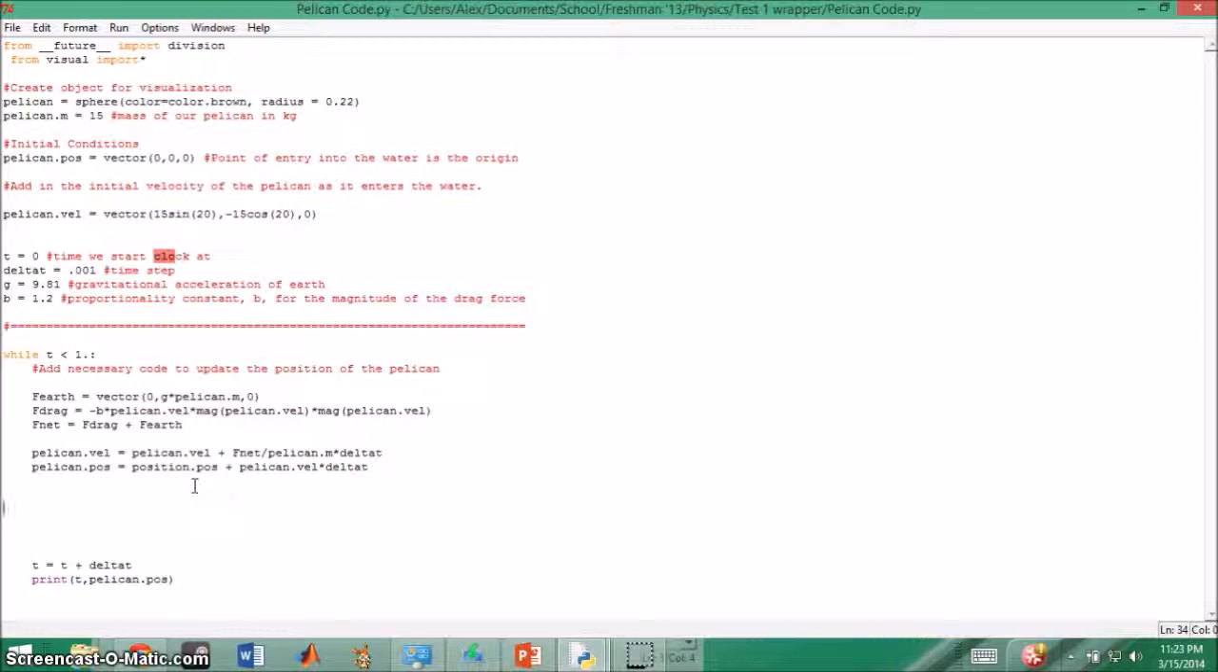And so we finish the code by adding in the update to the time, you do the time step, and you just then print the position of the pelican. And there we have it. This is the full code and everything you needed to get full credit on question 1 of test 1 in Physics 2211.